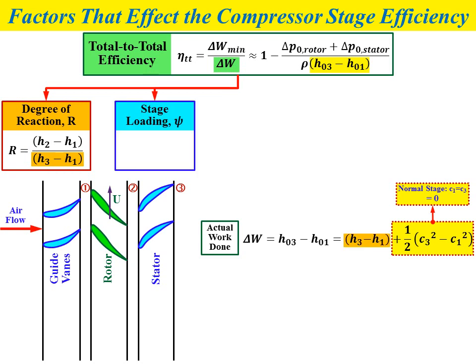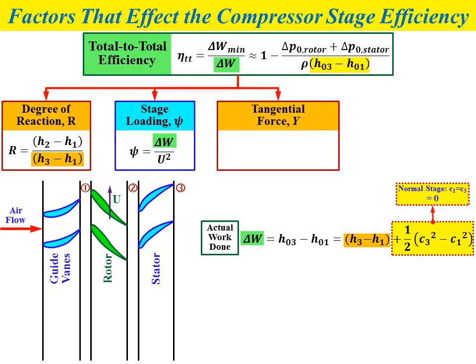The second parameter that affects the compressor stage efficiency is the stage loading, where the formula for stage loading equals ΔW divided by U square. ΔW here is the actual work done in the compressor. The third parameter is tangential force Y, the parameter that you have learned in previous chapters, where Y equals ρ, density of air, S, spacing distance of the blade, Cx, axial velocity, divided by U, blade speed, multiplied by stagnation enthalpy difference H03 minus H01.